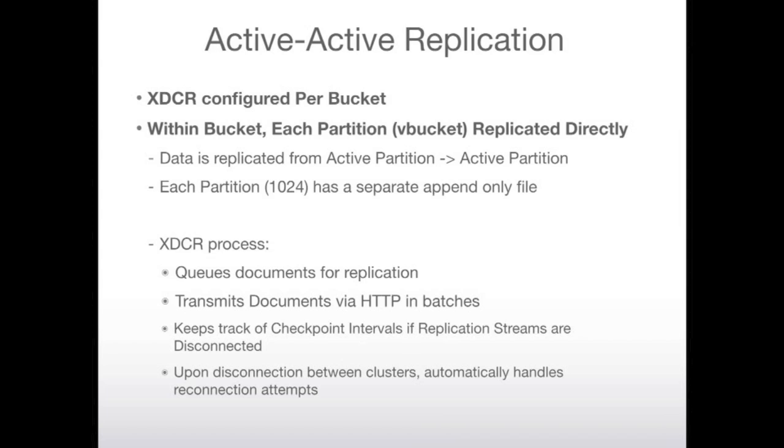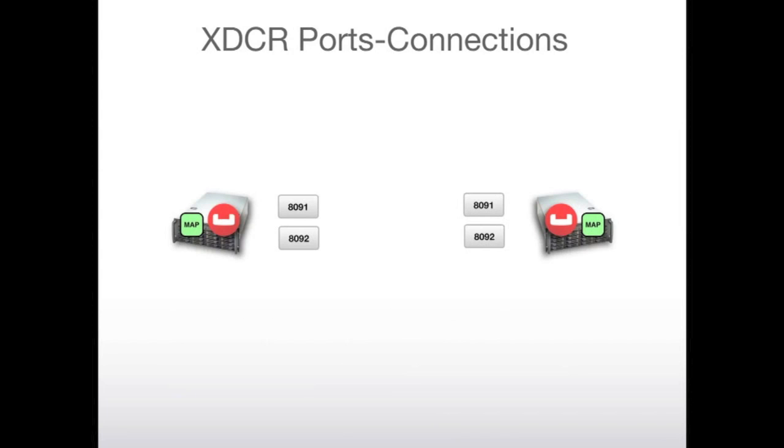The XDCR process is responsible for queuing documents for replication, transmitting those documents in batches, keeping track of checkpoints if the streams are disconnected, and, if there's a network outage, automatically handling reconnection attempts between the clusters. So that's what the XDCR process takes care of.